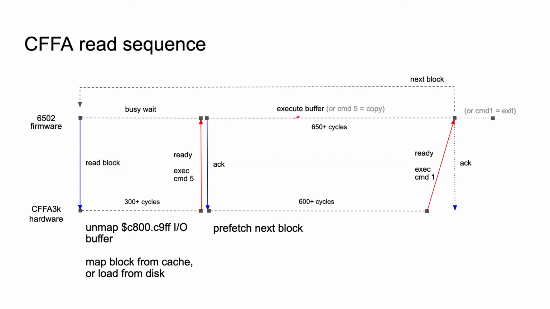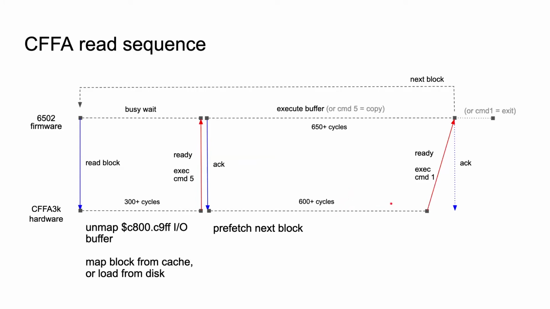While this is happening, we're free to do what we like with the buffer, and so we can jump to it and begin executing the contents. And as we saw, this is going to take about 650 cycles to complete. In the meantime, it turns out the prefetching, at least for a compact flash card, in my case at least, is taking about 600 cycles to complete. USB media is much, much slower than this, but compact flash is fast.